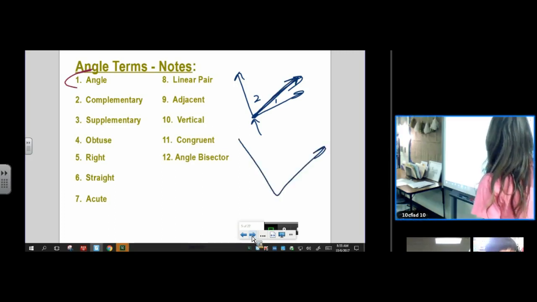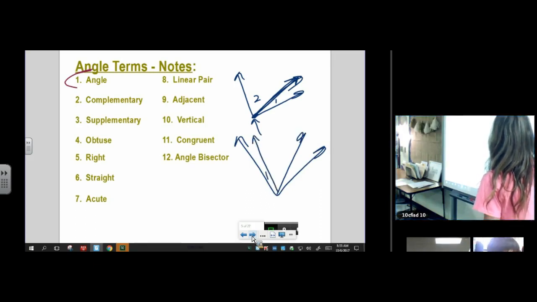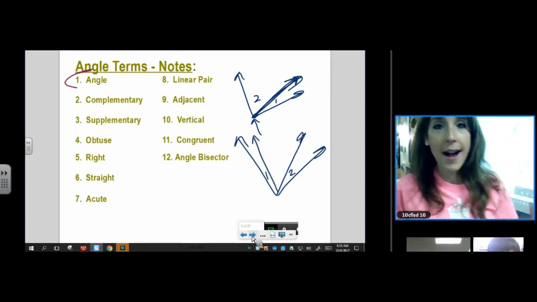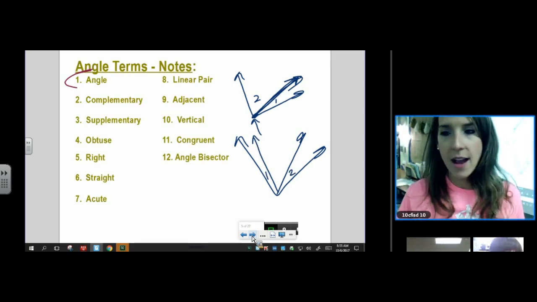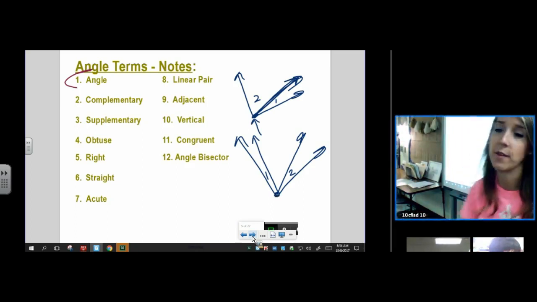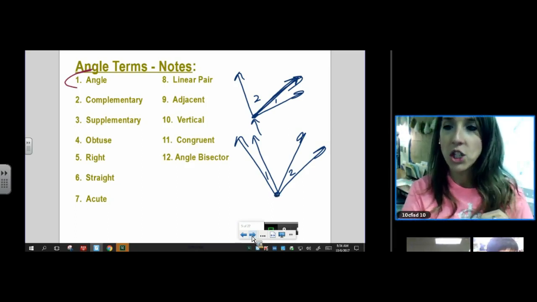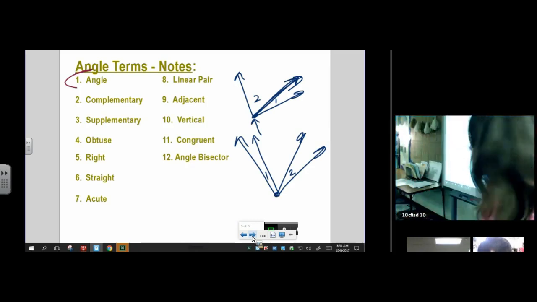They're both using that ray to make their angle. Now, if I had a picture like this, angle 1 and angle 2 are kind of close to each other, but they're not adjacent. They're not next to each other. They're not sharing anything except for the vertex. So adjacent means next to and sharing a ray.